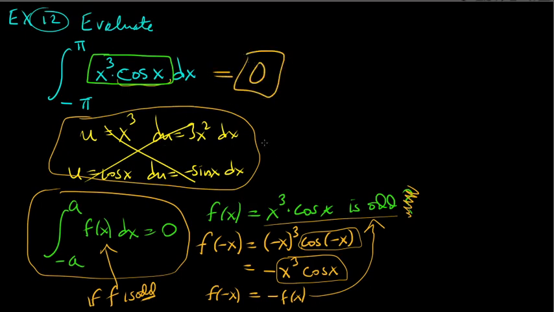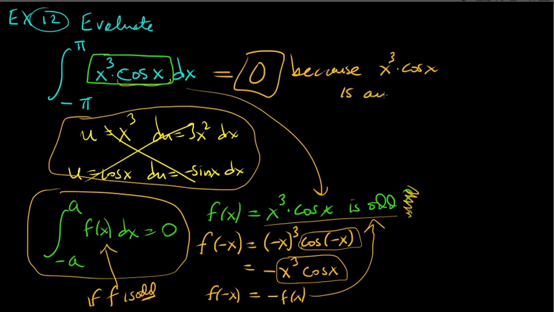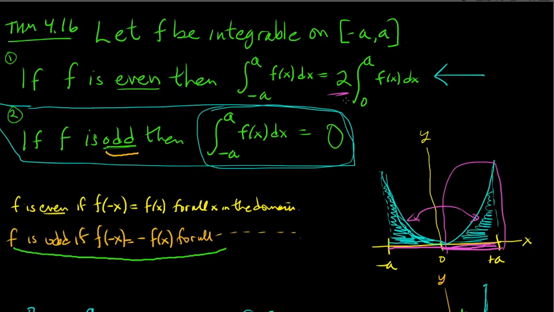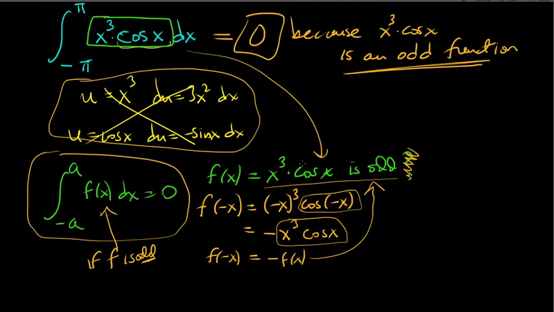Now, why is that? Well, because we checked over here that x cubed times cosine of x is an odd function. You have to say that, right? Because essentially there was no work to show here. This is equal to 0 by this theorem, by this property here. So you have to say why it's 0. It's 0 because it's an odd function, because this integrand here is an odd function.